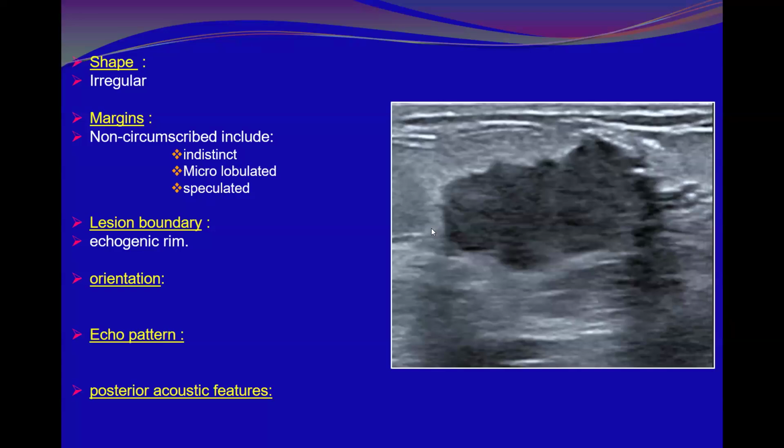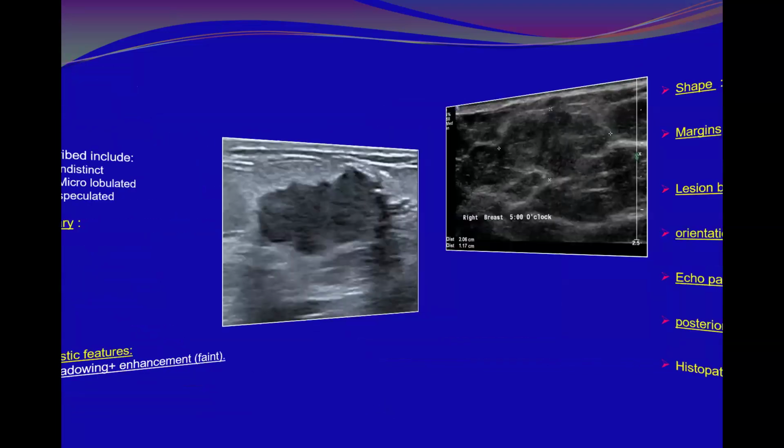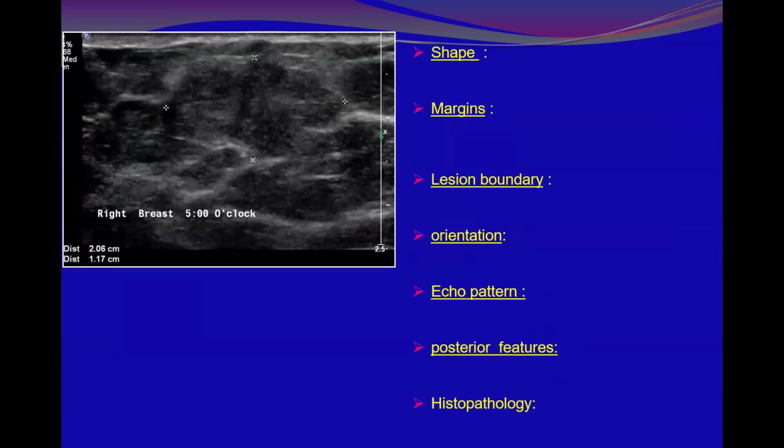Orientation: parallel. Echo pattern: hypoechoic. Yes, excellent. Posterior acoustic feature: mixed, enhancement and shadow. Mixed. Excellent. Shape: irregular shape. Excellent. Well done. Amazing. Margin: microlobulated, with indistinct. Okay, non-circumscribed, indistinct, microlobulated, accepted.